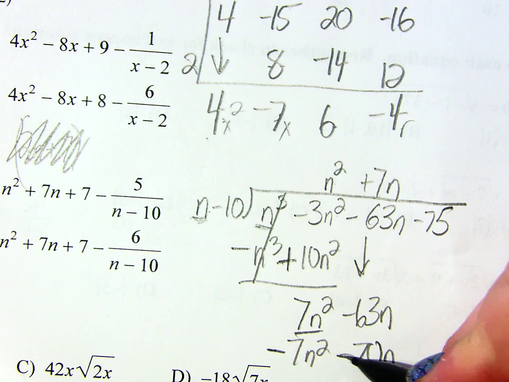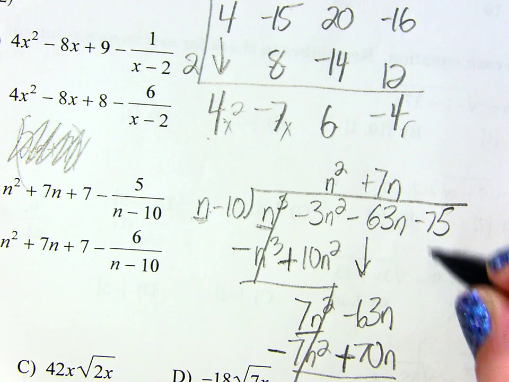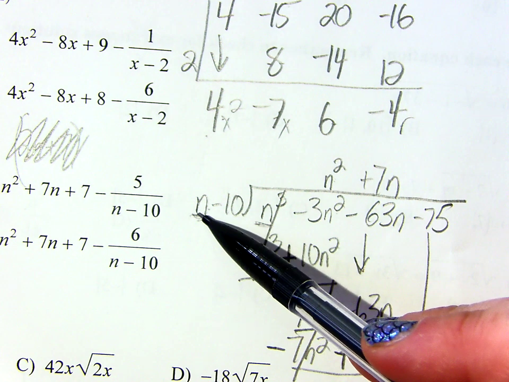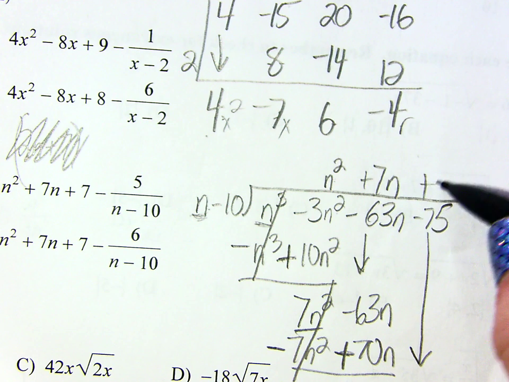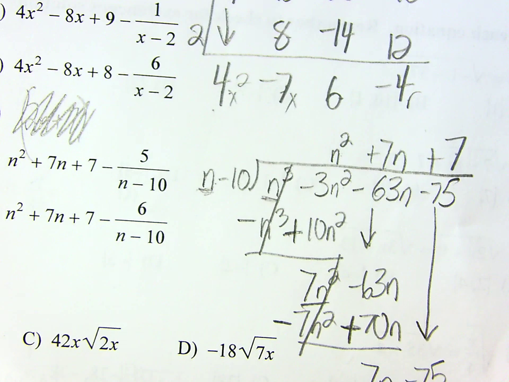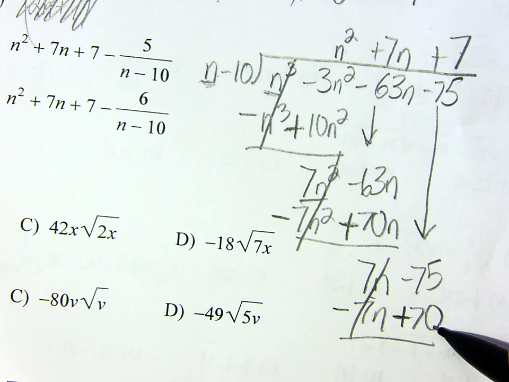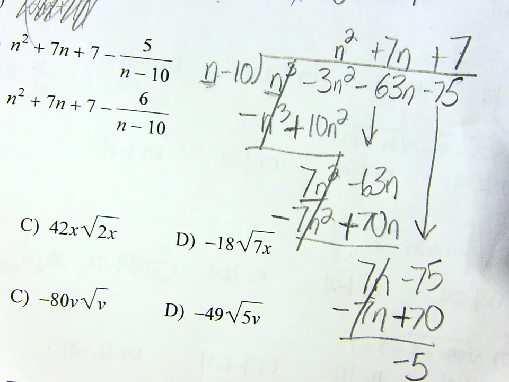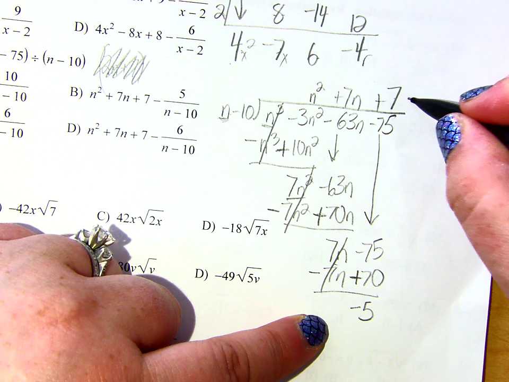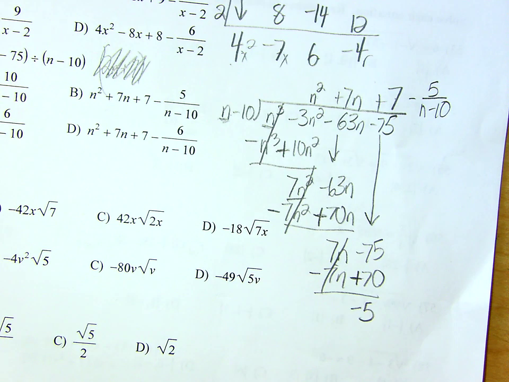So since that's already a minus, now it becomes a plus. 7n squareds are gone. I'm left with 7n. Drop down the negative 75. What do I multiply n by to get 7n? 7. Multiply through, 7n minus 70. But now I need to subtract, so you're a minus, you're a plus. 7n's are gone. Negative 75 plus 70 is a negative 5. There's nothing left to bring down, so that's my remainder. So remember how you write it. Minus 5 over n minus 10. And then which choice is that? Looks like it's B.